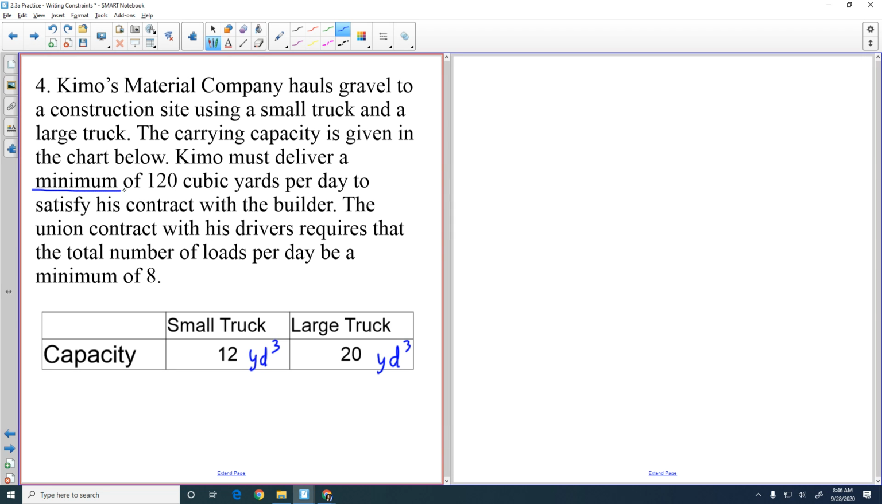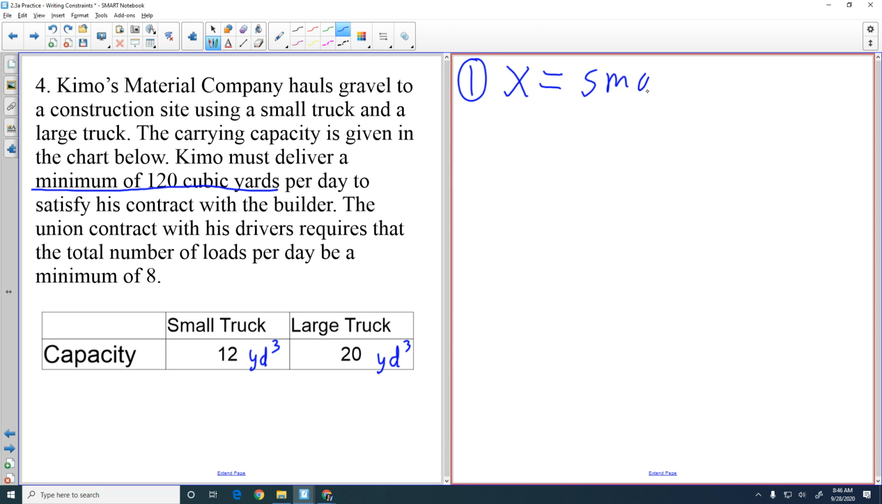So right here in the middle of the word problem. Oh, first define our variables. What's x going to be, everybody? Yeah, small truck. Or how many small truckloads? What's y going to be? The large truckloads.